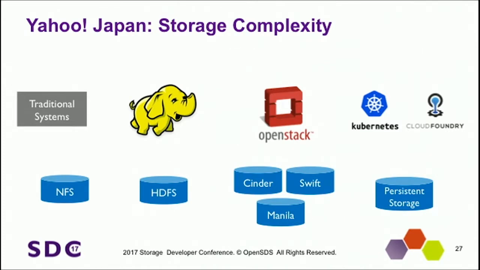So, of course, the complexity, right? You have traditional storage, you have HDFS for Hadoop workload, you have Cinder, Swift, Manila, everything there, and then persistent storage for the Kubernetes kind of things. So how do you manage all this? So this is their challenge today.